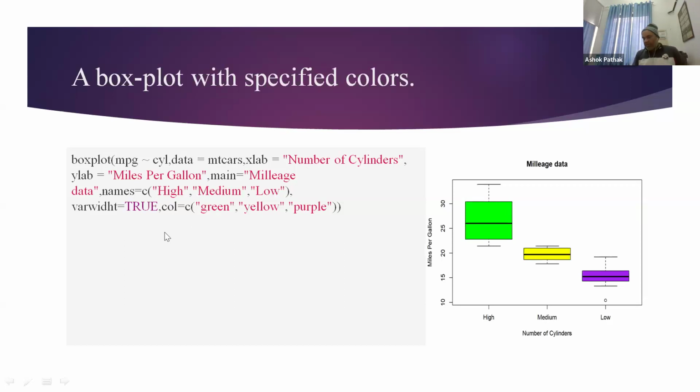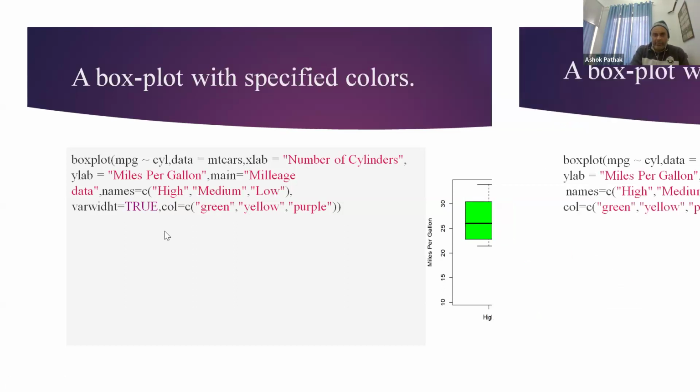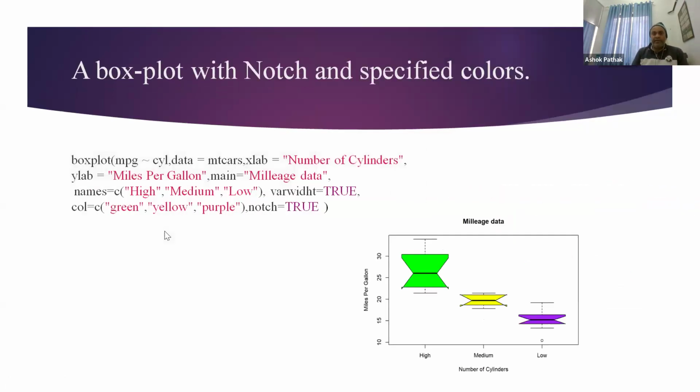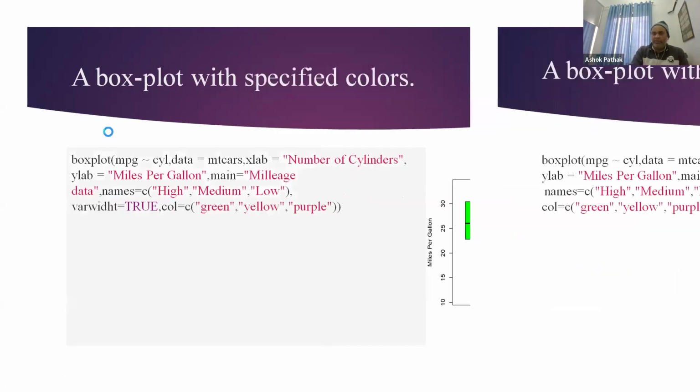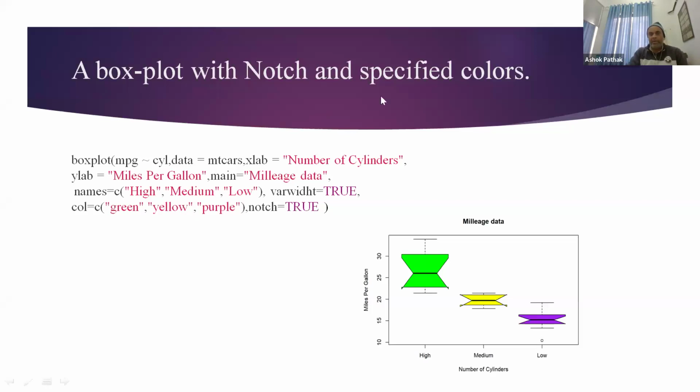So using R programming or R software, you can produce a variety of graphs or plots in a more fascinating manner. This is the box plot with a notch and specific colors. This is a different kind of box plot; this is your simple one, but if you make it in a more fascinating way, it is a box plot with notch and specific colors. If you set notch equals TRUE, you will get a box plot like this.